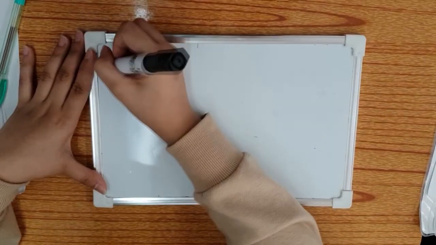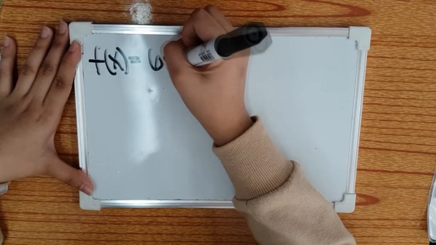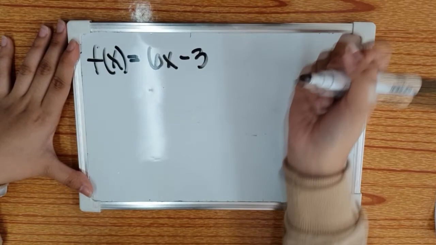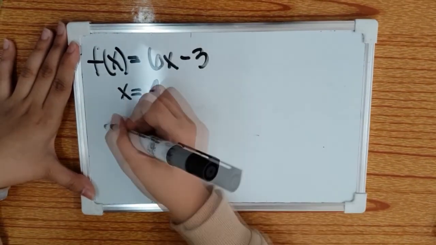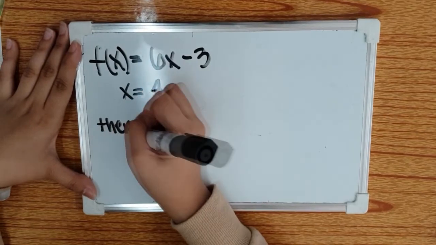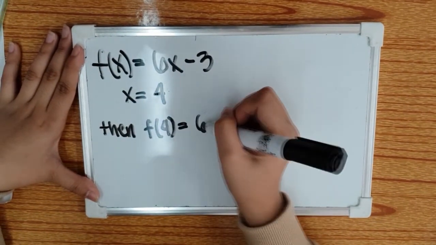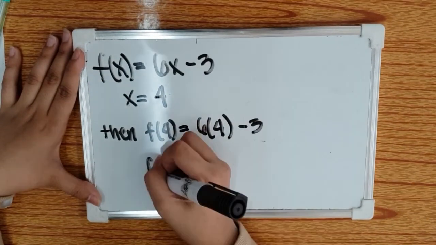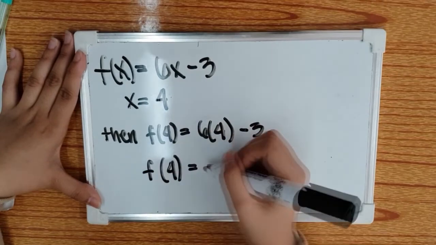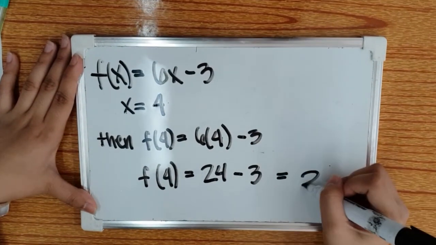Now, let us have an example. F of x is equal to 6x minus 3. X is equal to 4. F of 4 is equal to 6 times 4 minus 3. Now we have 24 minus 3 is equal to 21.